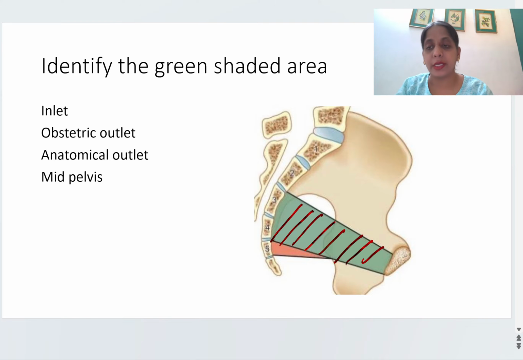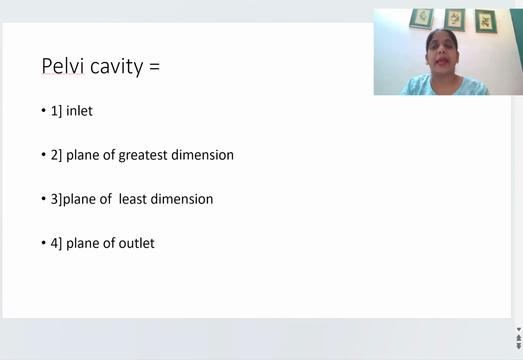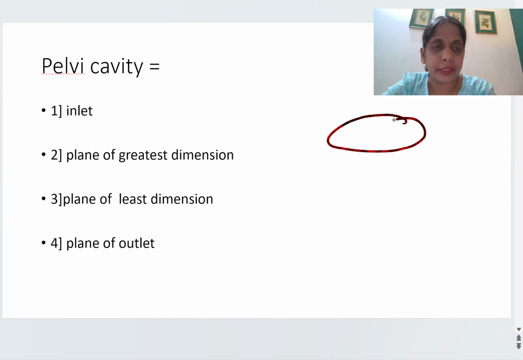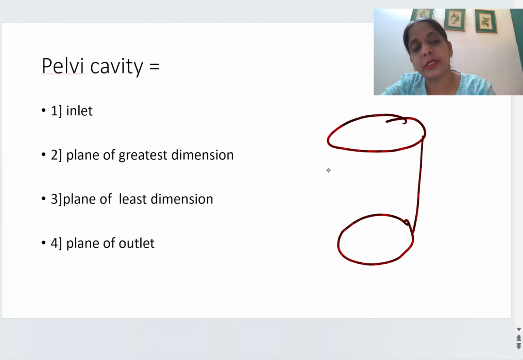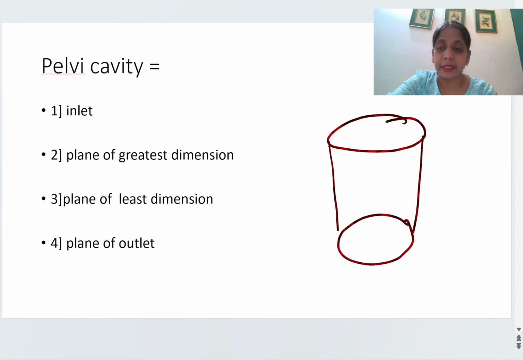Okay, so focus. Now here I would like to tell you about the cavity that we studied. There was a pelvis, which has the inlet, which has the outlet, and in between is the pelvic cavity. Now that pelvic cavity has four planes.